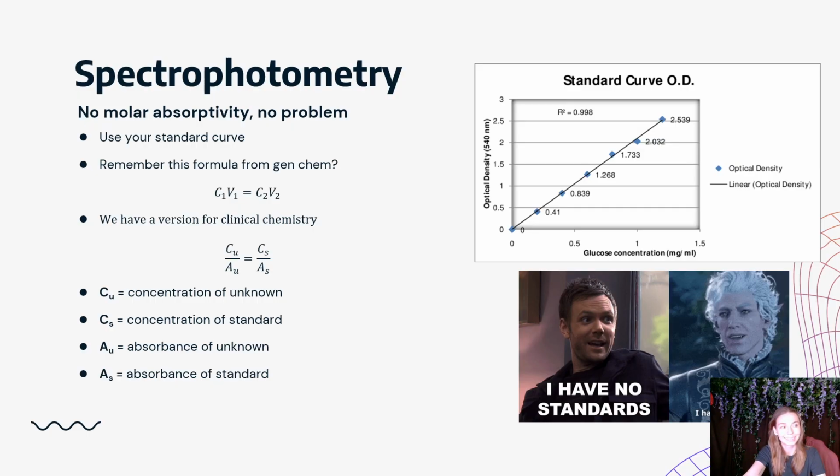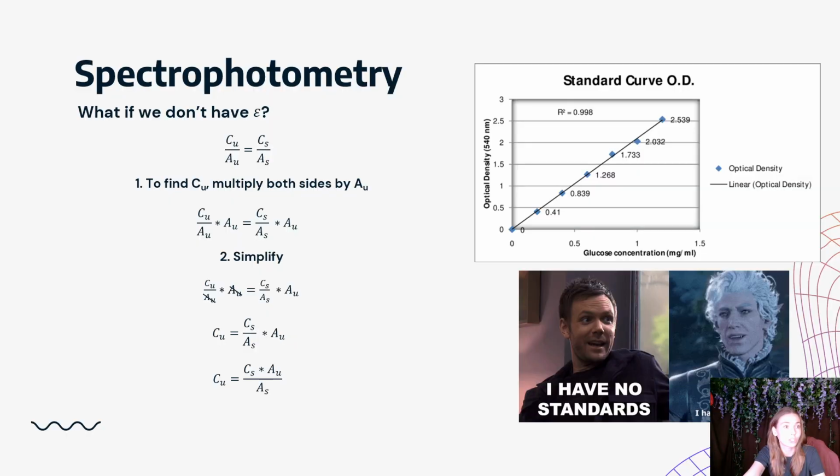Now, do you remember from Gen Chem back in undergrad, the formula C1V1 equals C2V2? We have our own version of that, which is the concentration of an unknown over the absorbance of an unknown equals the concentration of the standard over the absorbance of the standard. This is just a ratio comparison. That's all it is. It's really simple math, I swear to God. It's so simple.